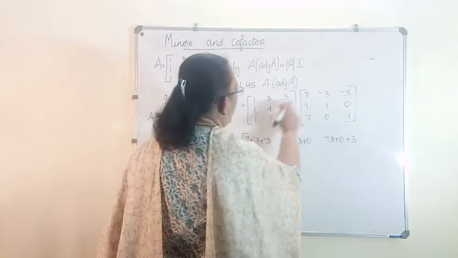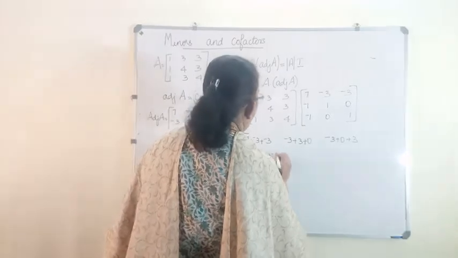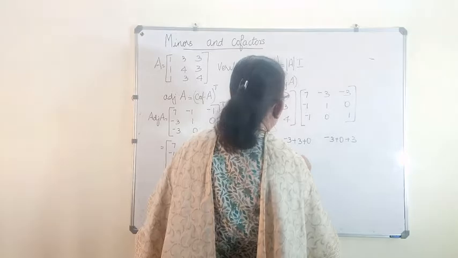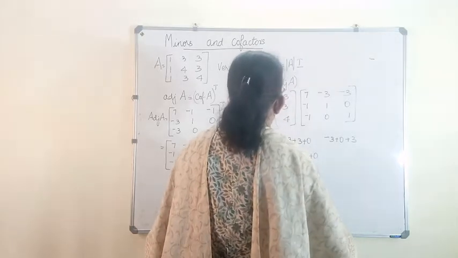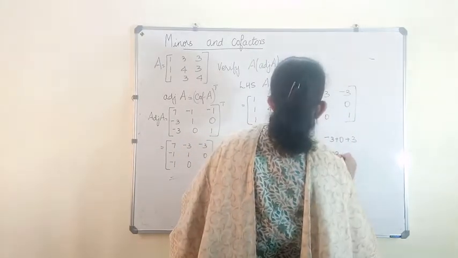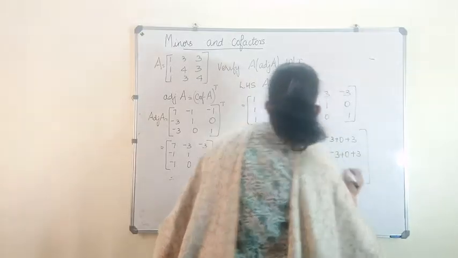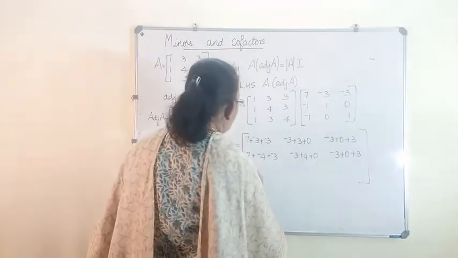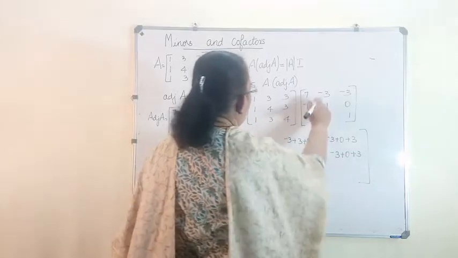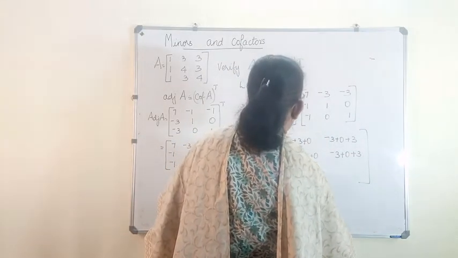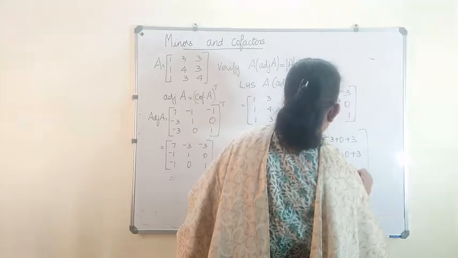Okay. Next one, 1 into 7, 7 plus minus 4 plus minus 3. Next one, 1 into minus 3 plus 4 plus 0. Next one, minus 3 plus 0 plus 3. What about the last one? 1 into 7, 7 plus minus 3 plus minus 4. Next one, minus 3 plus 3 plus 0. Minus 3 plus 0 plus 4.